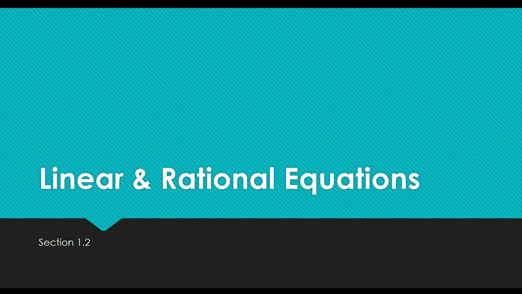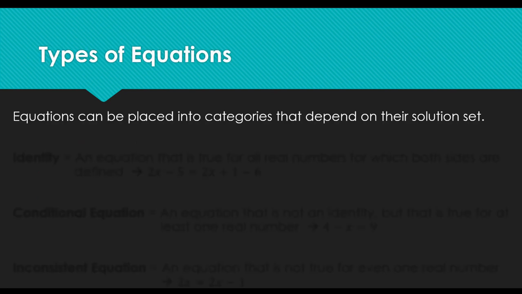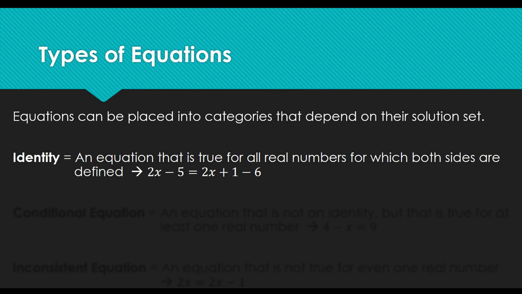All right, so let's continue with section 1.2, linear and rational equations. We are still solving these equations, but now we're also going to recognize identities, conditional equations, and inconsistent equations. Okay, so let's define what these things are. Equations can be placed into categories depending on their solution set.